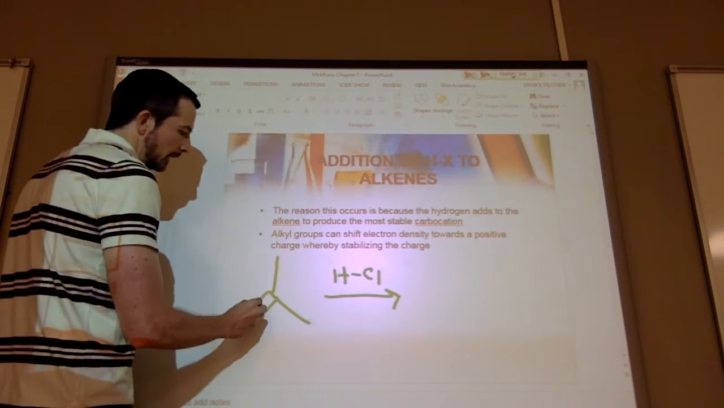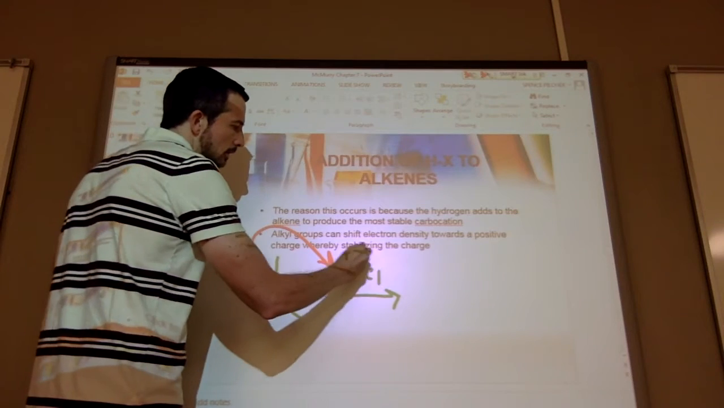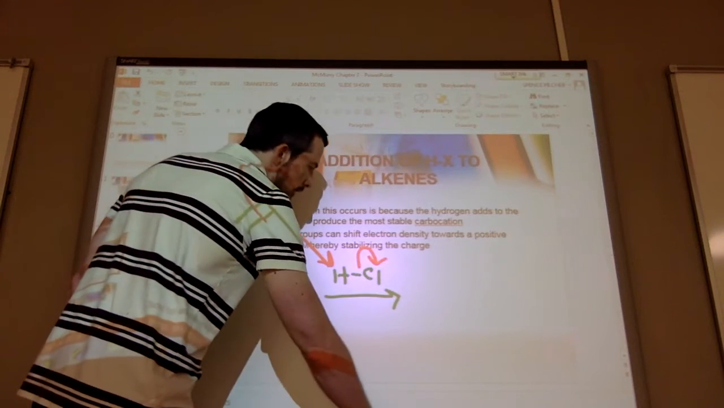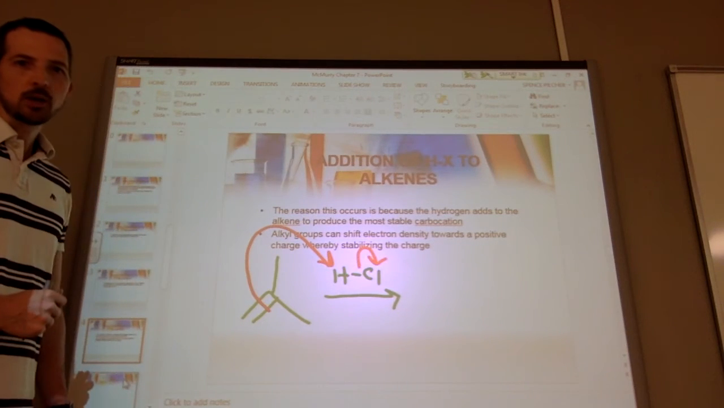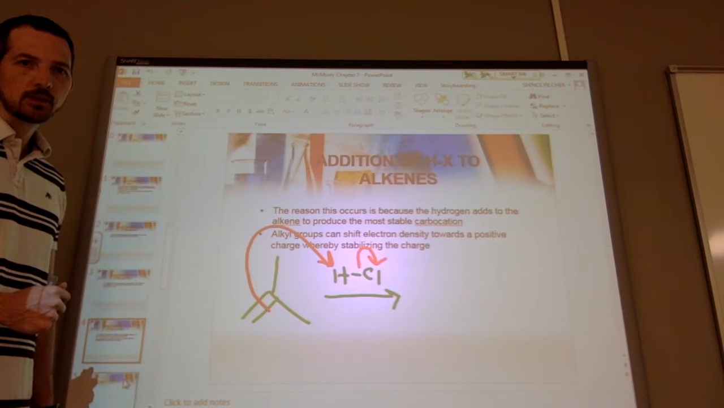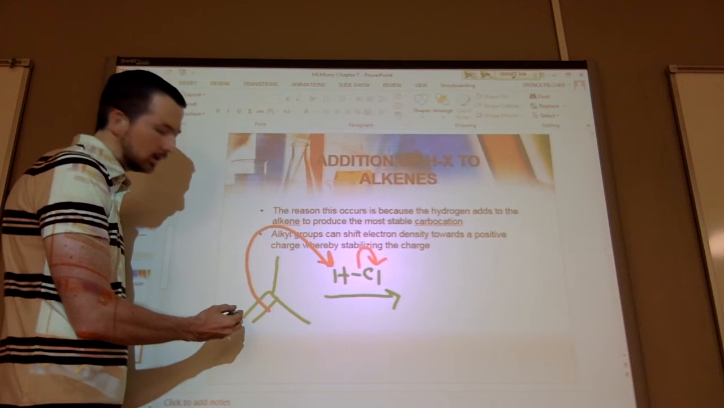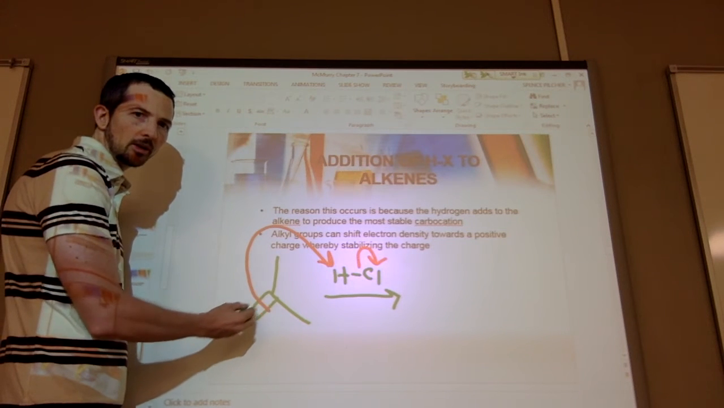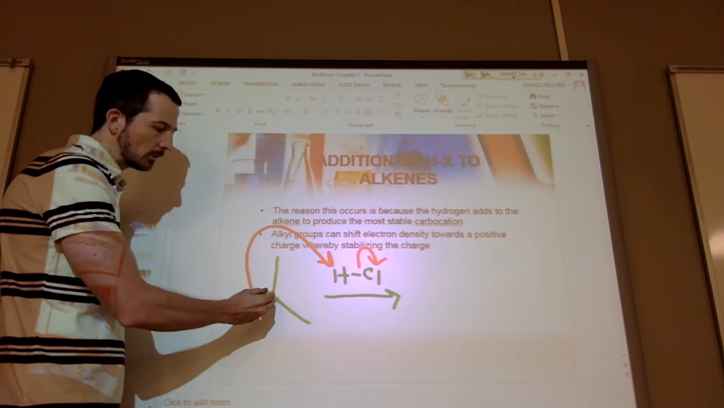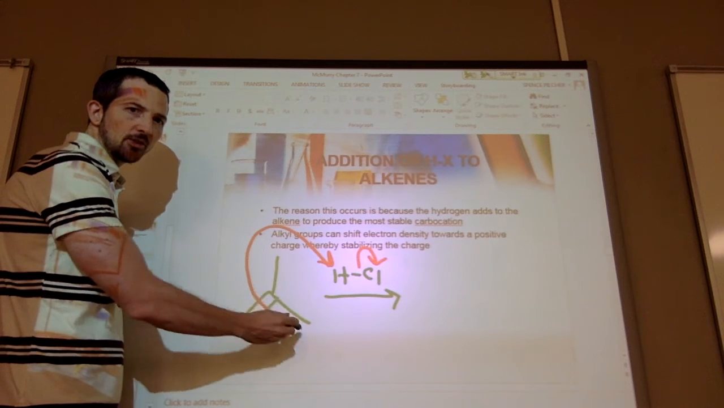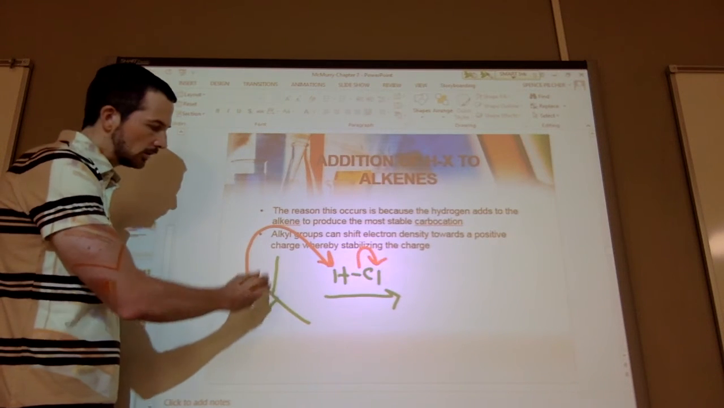I love this complete mechanism. Double bond adds hydrogen, kicks off the chlorine, so the positive charge can go here or here. Well, if it goes here, there's only one alkyl group attached to it. If the positive charge went here, it has three alkyl groups attached to it. So that's going to be a lot more stable.